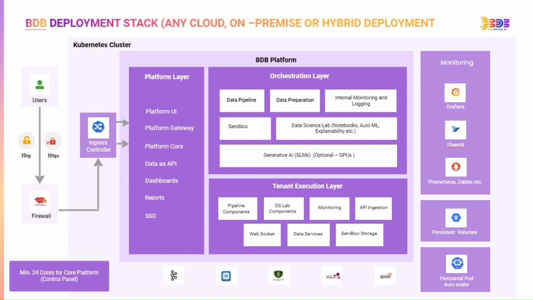Orchestration layer manages data workflows, pipelines, and preparation. Features a data science lab for advanced analytics and machine learning, supporting generative AI with optional GPU use. Tenant execution layer executes tenant-specific tasks like pipeline components, data services, and API ingestion. Monitors service health and manages sandbox storage. Monitoring utilizes Grafana, Fluent, Prometheus, and Zabbix for continuous performance and operational health monitoring. This architecture ensures scalable, secure, and efficient management of data and applications across different environments.